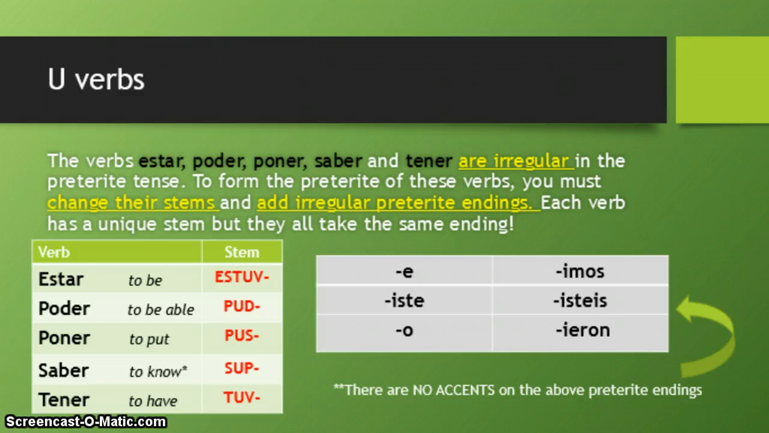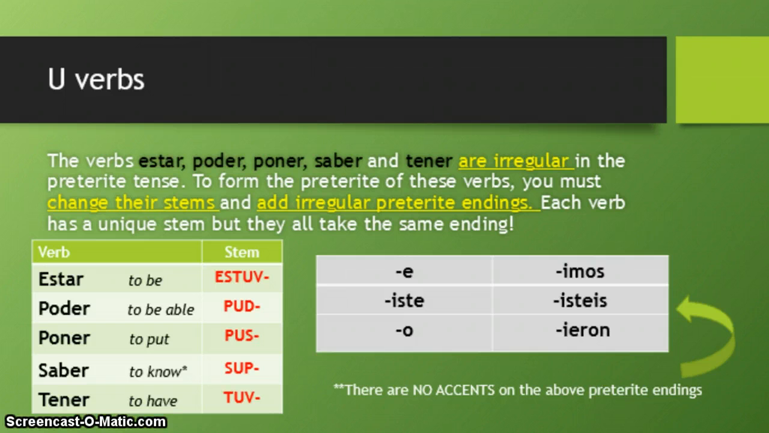All right, let's go over these stem changes. If you'll notice, the verb estar changes to estuv. Poder changes to pud. Poner changes to pus. Saber changes to sup. And tener changes to tuv. If I want to add my endings to make it a complete verb, I have iste, o, imos, istais, ieron.